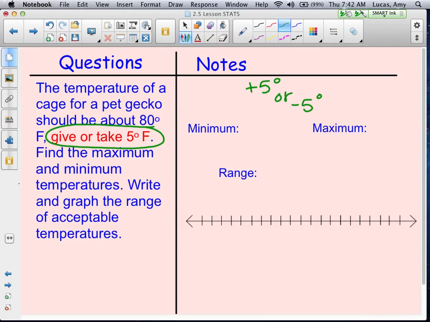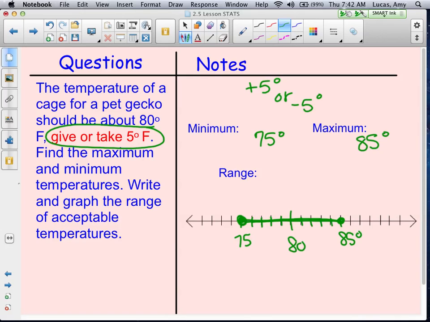So the minimum, if they want it at about 80, so I'm going to put my 80 right here. So the minimum, 1, 2, 3, 4, 5, if I go down 5, I get to 75. The maximum, if I go up 5, I'm going to get to 85. So here's what that graph would look like. Any temperature in this range is good. So the minimum is 75 degrees, and the maximum is 85 degrees.